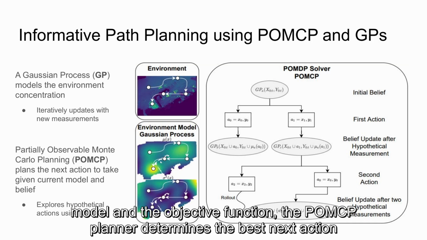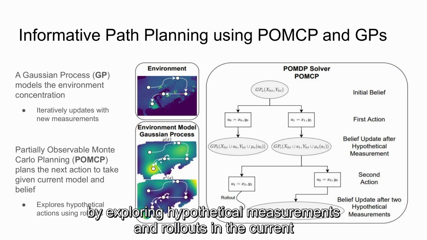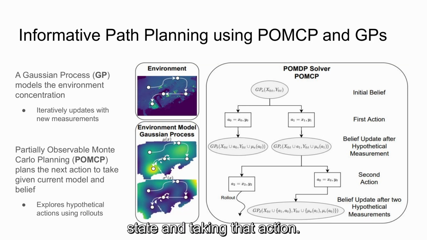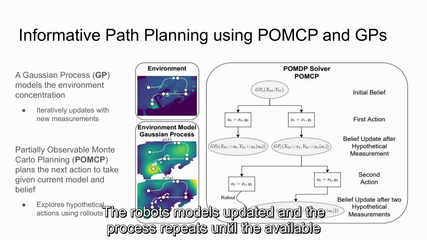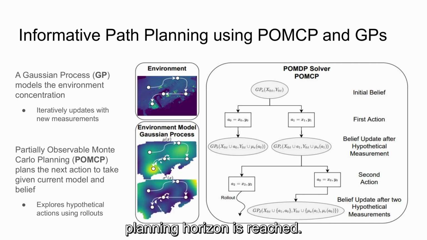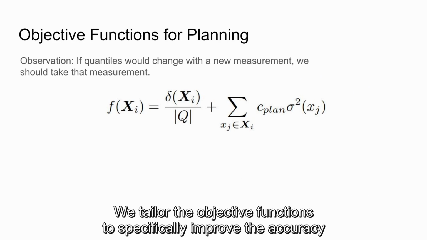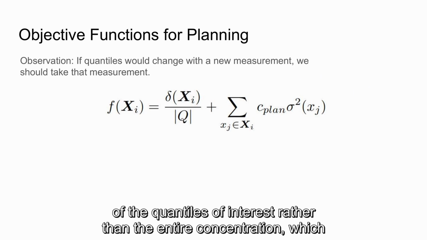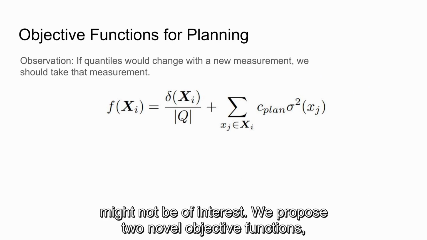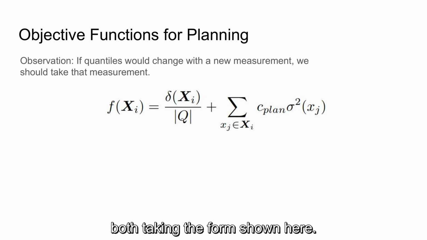Given the GP model and the objective function, the POMCP planner determines the best next action to take by exploring hypothetical measurements and rollouts from the current state. After taking that action, the robot's model is updated and the process repeats until the available planning horizon is reached. We tailor the objective functions to specifically improve the estimate of the quantiles of interest, rather than the entire concentration which might not be of interest. We propose two new novel objective functions, both taking the form shown here.